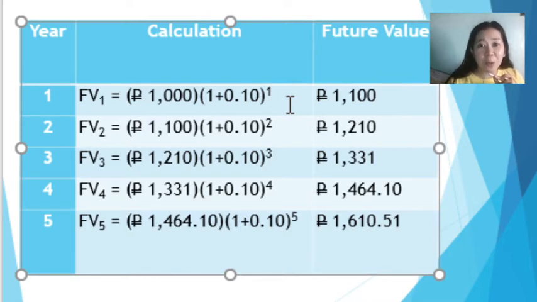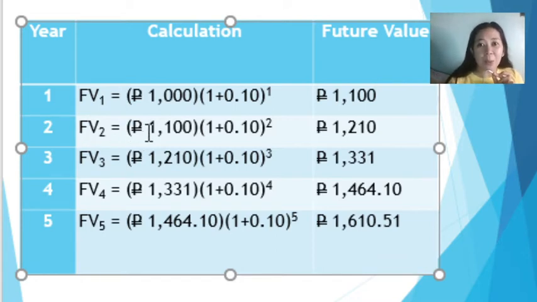So to solve for the future value, your future value is the principal plus your interest. That's why our future value here is equal to 1,000, which is the principal amount, plus our interest of 100 for the first year. So that's why it's 1,100.